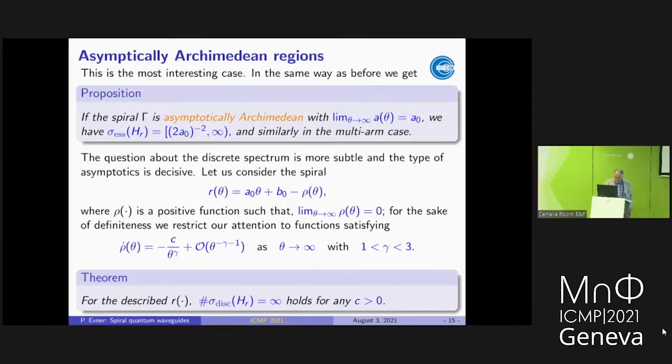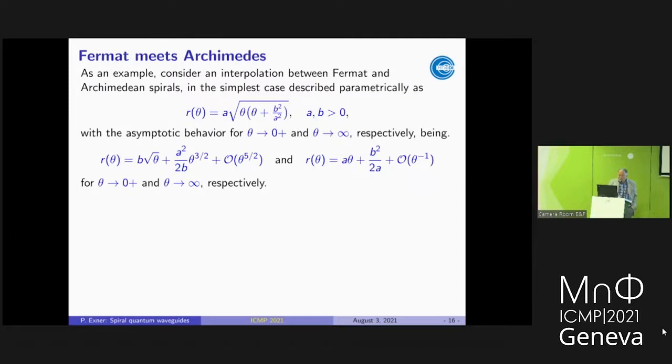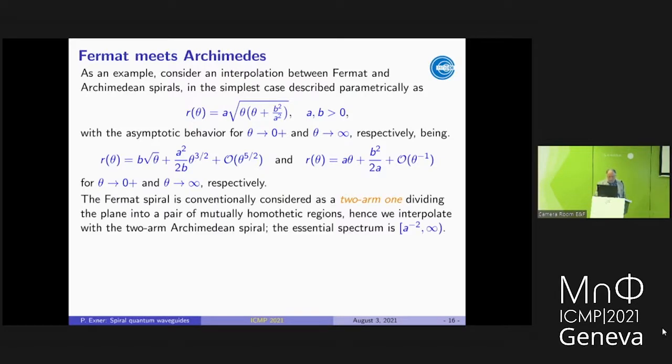And as an example, let us meet Monsieur Fermat and Monsieur Archimedes, considering such a region given by this spiral, which is like Fermat for small values and asymptotically like an Archimedean spiral. You will of course easily find the asymptotics, and it is a case where the asymptotics is reached from below.